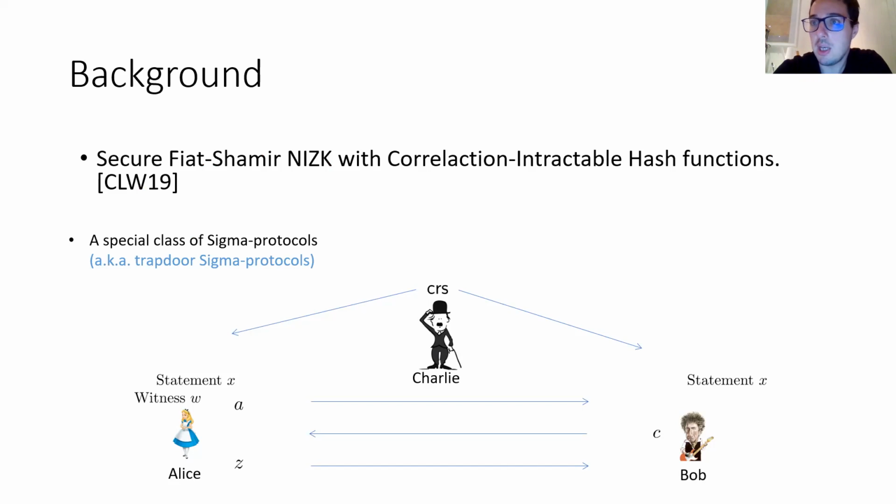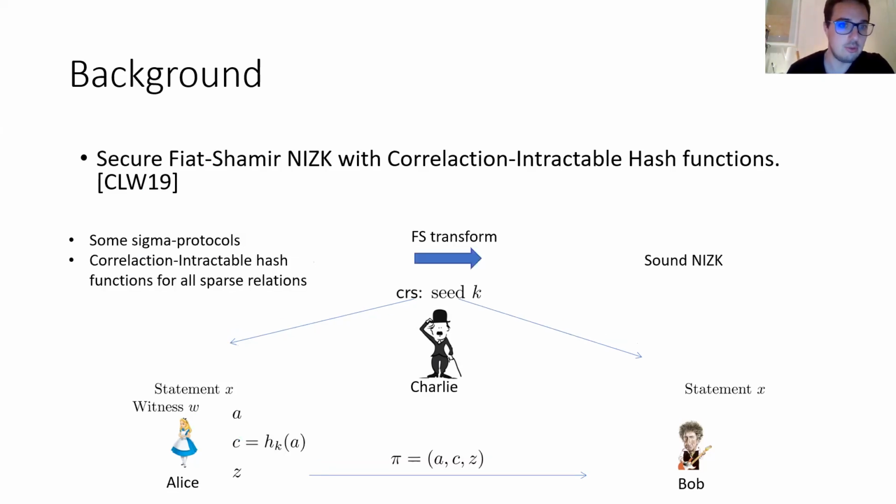Our work is based on the outstanding breakthrough of Canetti, Lombardi, and Wichs. They consider a special class of Sigma protocol called trapdoor Sigma protocol, which means that in some way we can compute a challenge to prove a false statement. We will explain it in detail later.